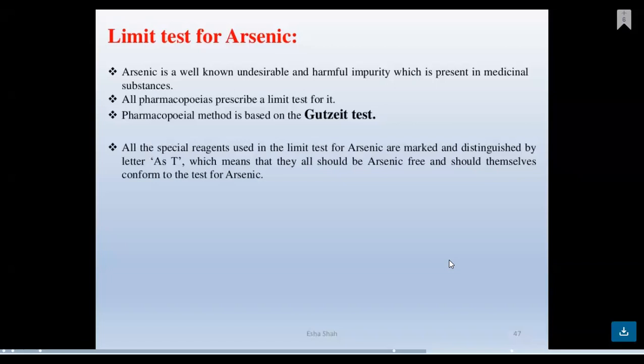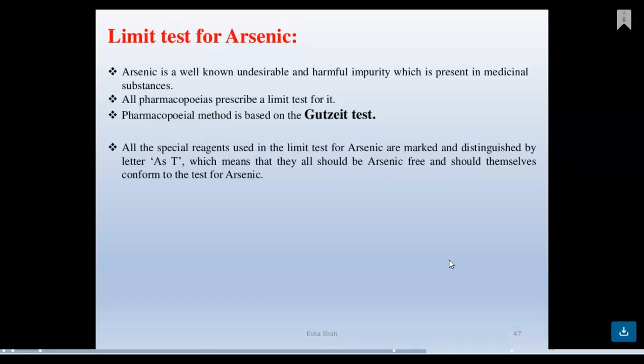We have seen limit test for chloride, sulfate and iron. All these three tests we have performed in a Nessler cylinder, which is a transparent glass tube having a capacity of 50 ml. But for arsenic, we are going to perform the test in a special apparatus which is known as Gutzeit. Therefore, it is also known as Gutzeit test.